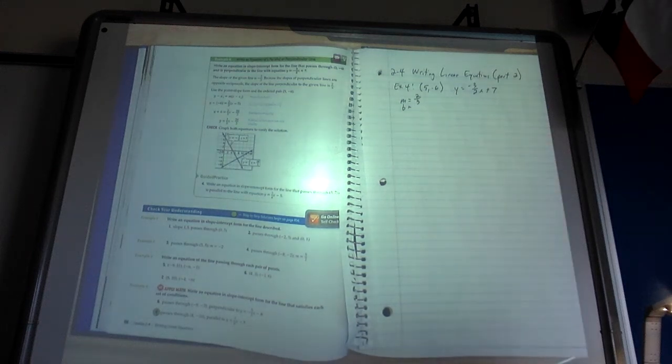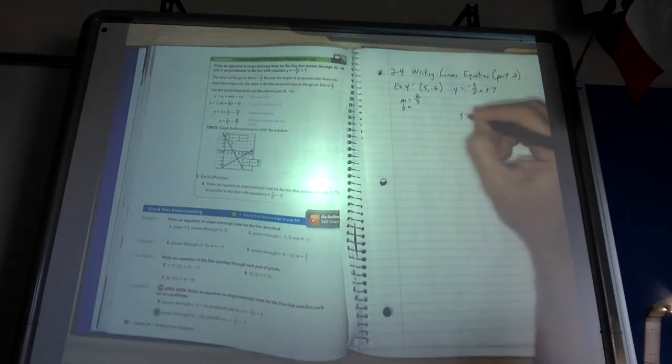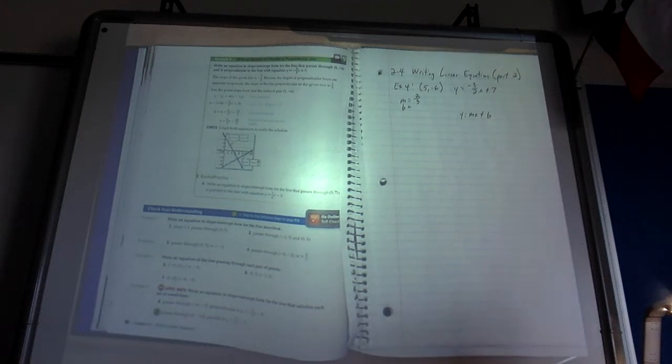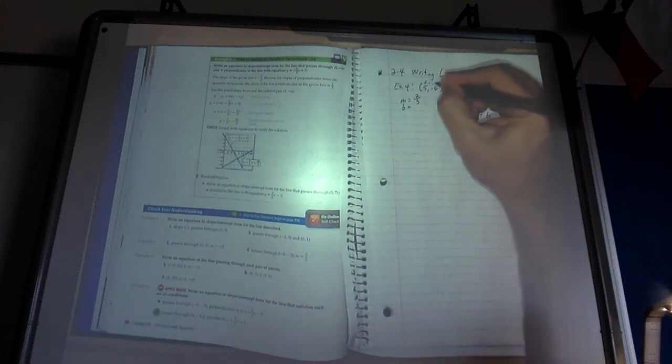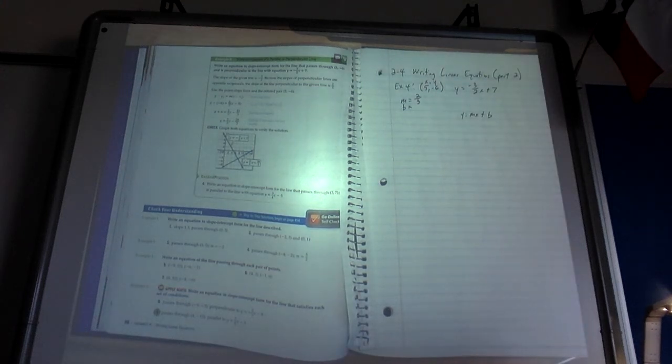You can either use point-slope or you can use slope-intercept and plug in what you know. I'm a slope-intercept guy. So here's our equation, y equals mx plus b. We're going to plug in what we know and solve for what we don't. Now remember, they gave us an x and a y that's on our line. That's (5, -6). So let's go plug it in.